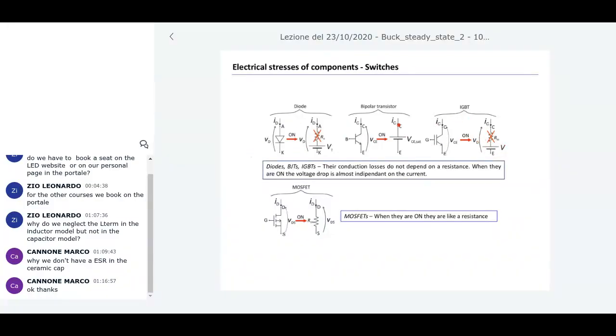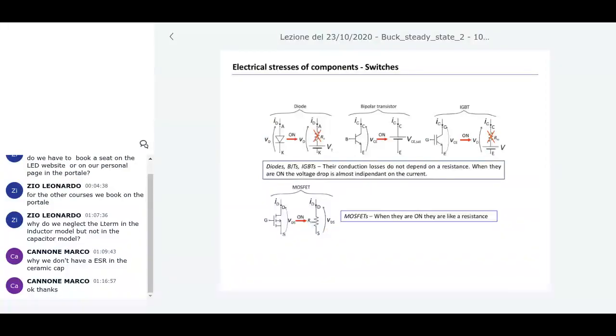So for these three switches, one passive switch, the diode, and two active switches, bipolar transistors and IGBTs, the conduction losses, the power dissipated when they are on, do not depend on the resistance. The voltage is almost independent of the current. Totally different is the behavior of the MOSFET, which when it is on can be approximated by the on resistance. So the power dissipated when it is on depends on the current flow. It's not constant, it depends on the current.